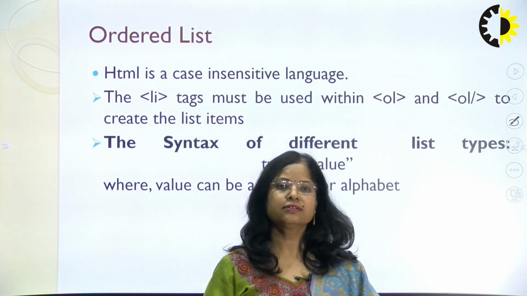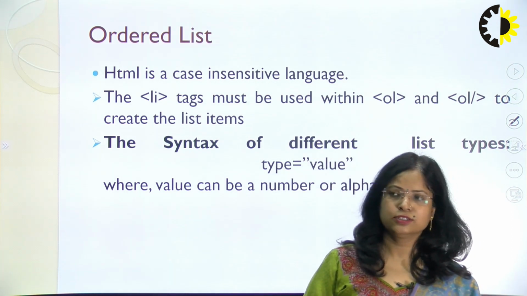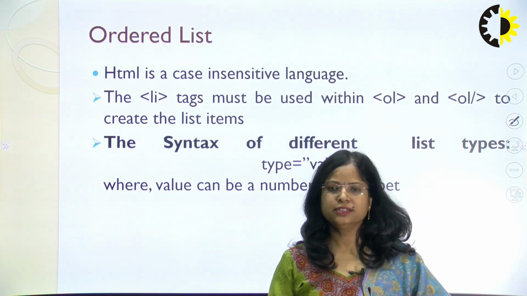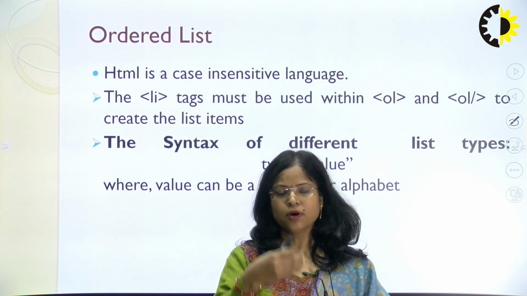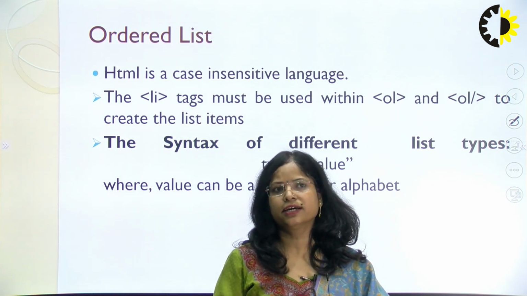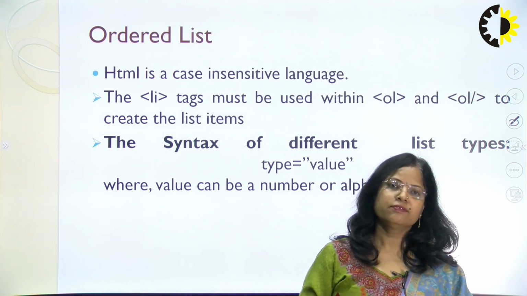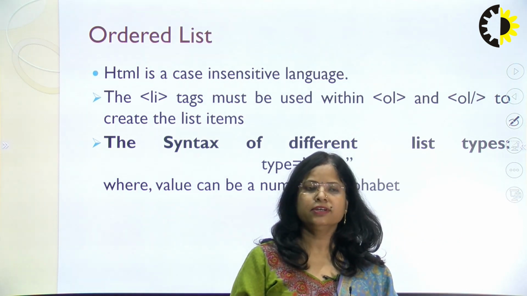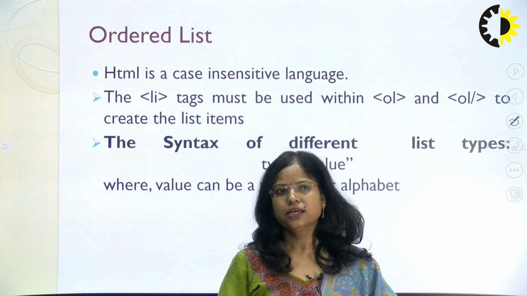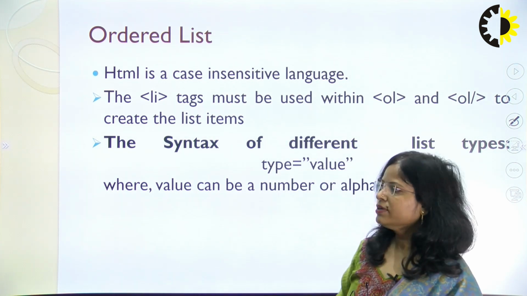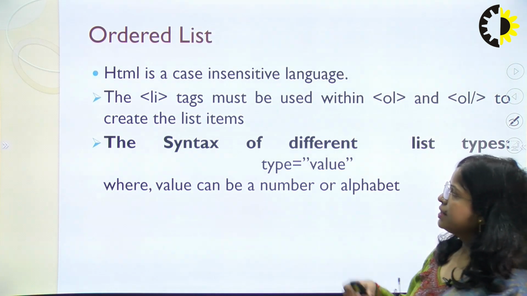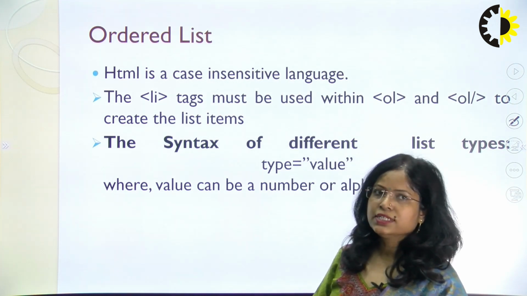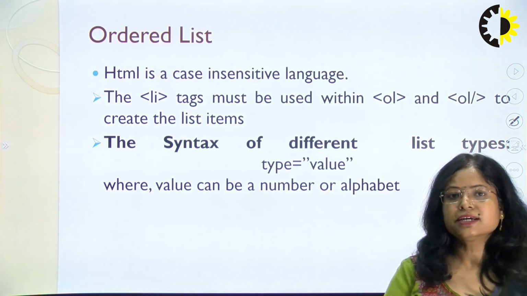So list, basically list is used in HTML, and the use of list is, if we want to represent related data in some ordered form or some unordered form, then we can use the list. We all know that HTML is a case insensitive language. Whether we are writing in capital letters or in lower case, it represents the same thing. So whenever we want to represent a list, we use this li tag.